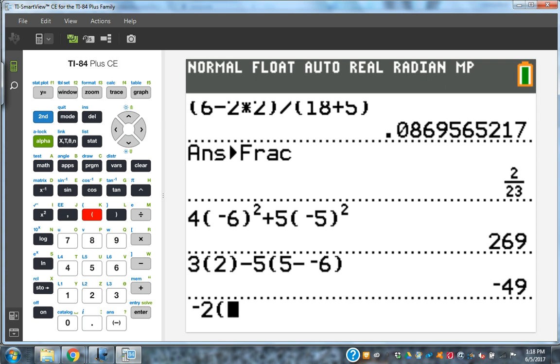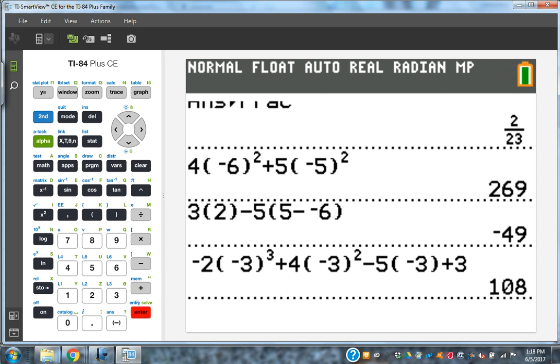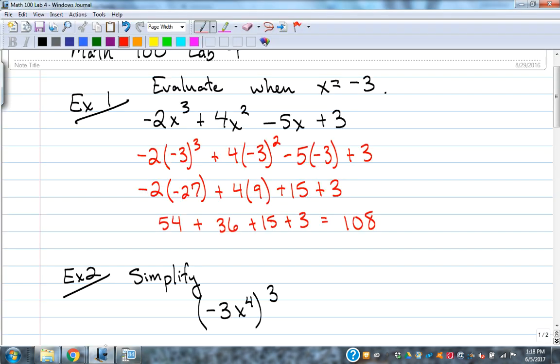If we check this with our calculator, -2 parentheses -3 raised to the third, and then we have to press the right arrow key to get out of that exponent, plus 4 parentheses -3 squared. Notice when I use the squared button, I don't have to push the right arrow key. My calculator, minus 5 times -3, and then plus 3. And we get 108, just like we thought we would. Okay, so pretty simple there.